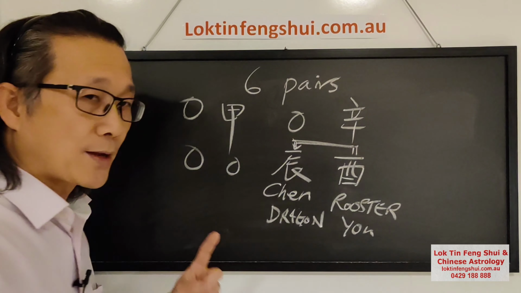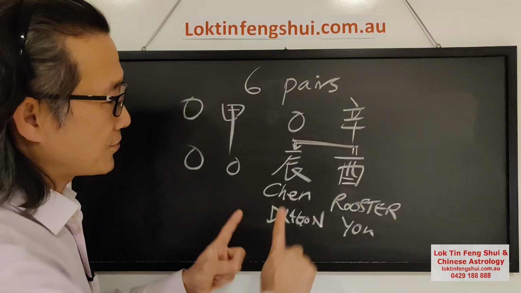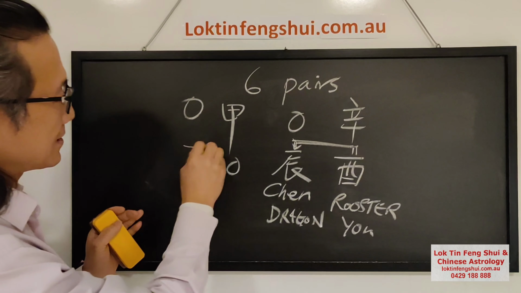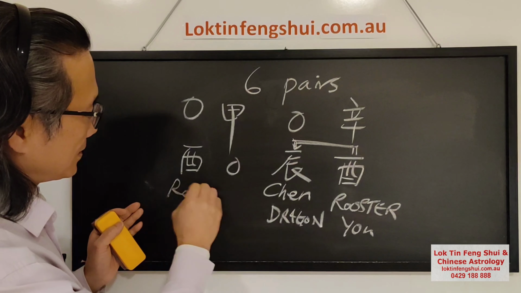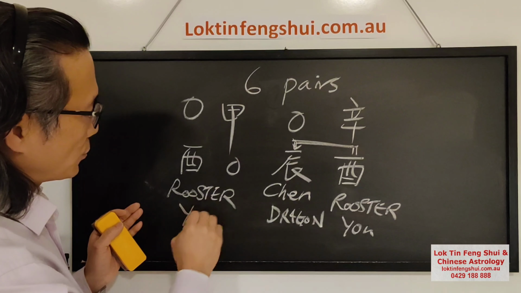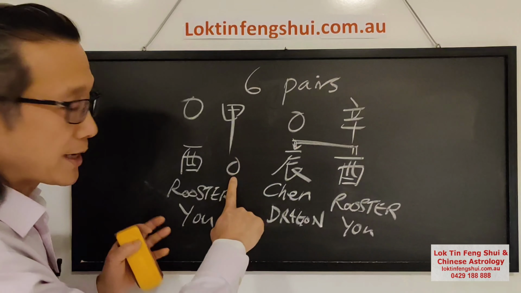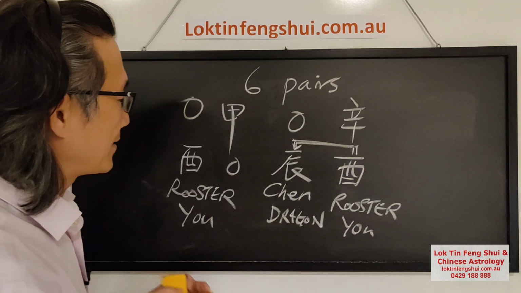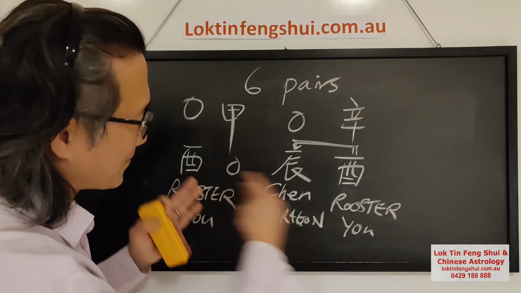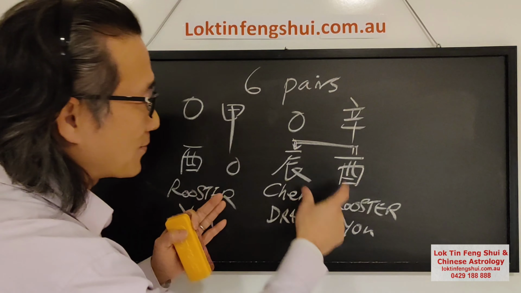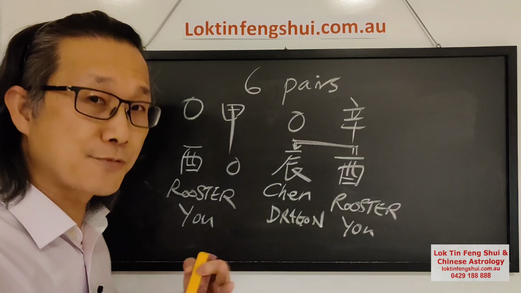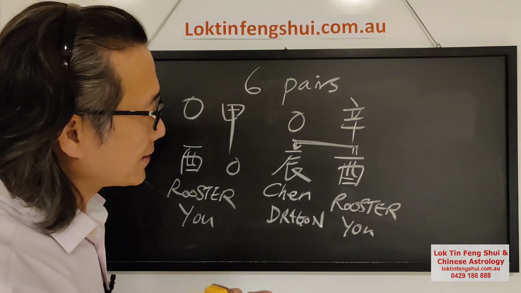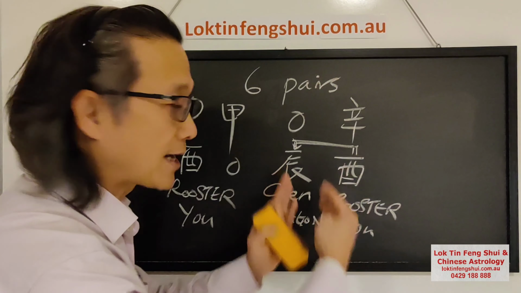Okay. When they are combining, they have to sit next to each other. If, let's say, there's a rooster here, and there's another rooster here, which is You, because there's one branch in between, they cannot combine. They may have a tendency to combine, but they cannot create a real combination. So the rule for the six pairs or secret friends is they have to be next to each other.